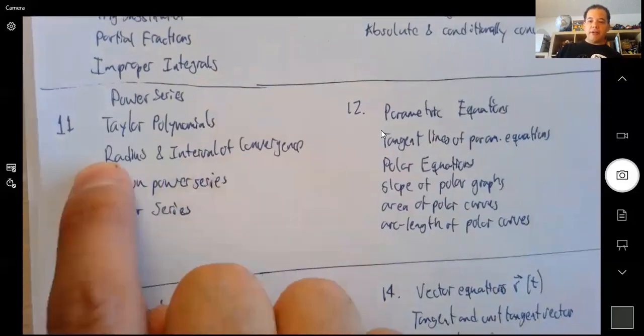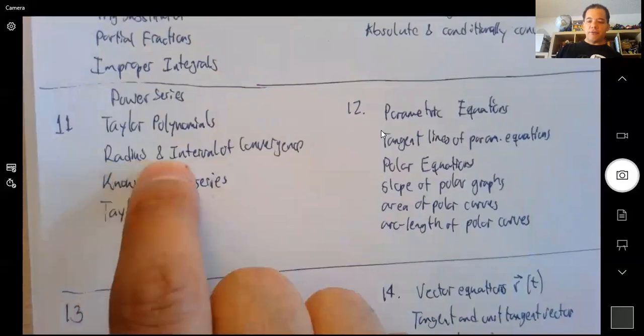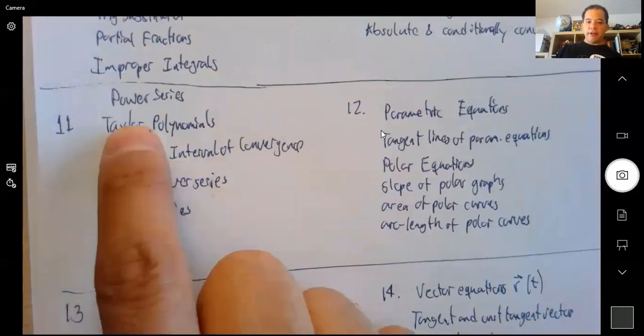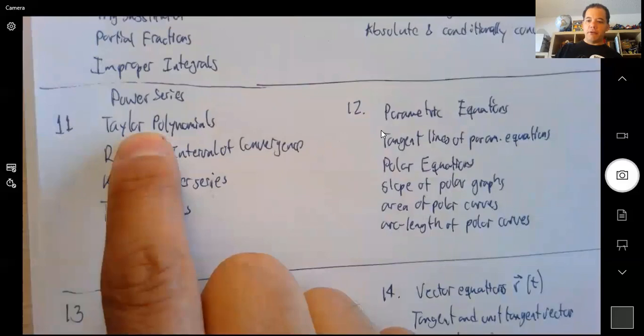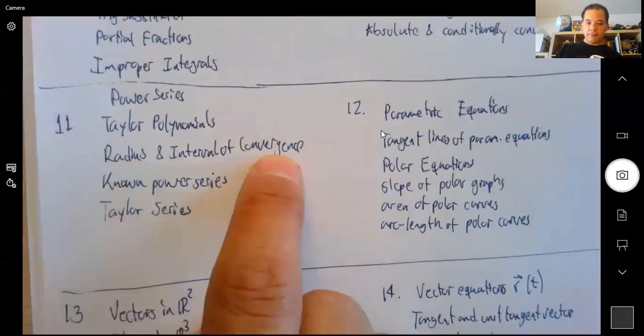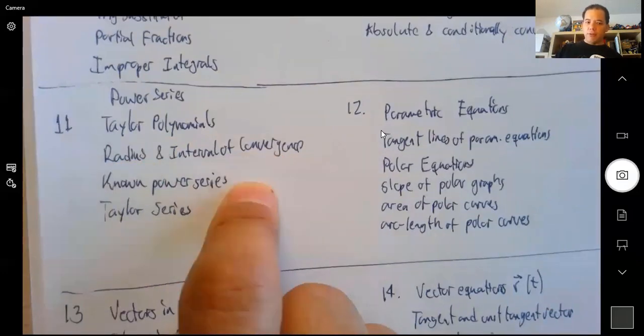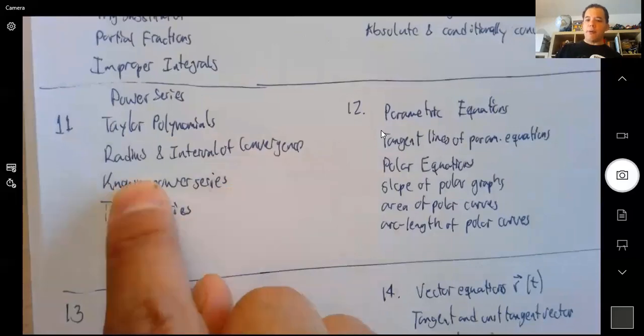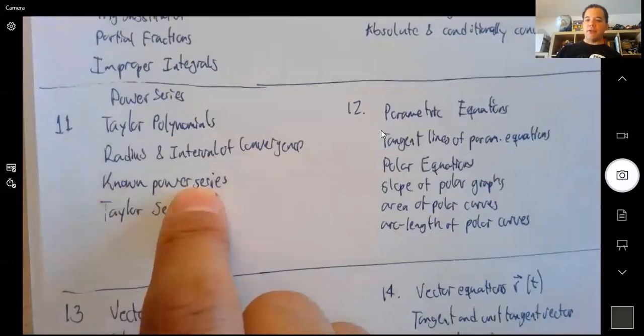Right about here is where we started having our Zoom sessions. So I think Taylor polynomials was the last topic we covered in the classroom. This is more or less where we started the Zoom sessions. Then we learned about known power series, starting with the geometric one.